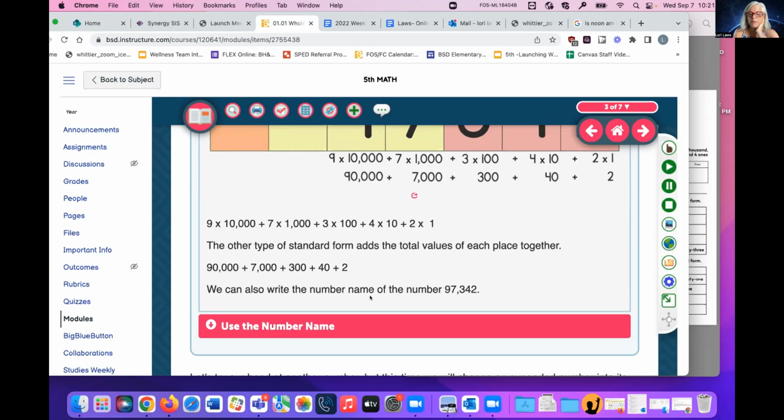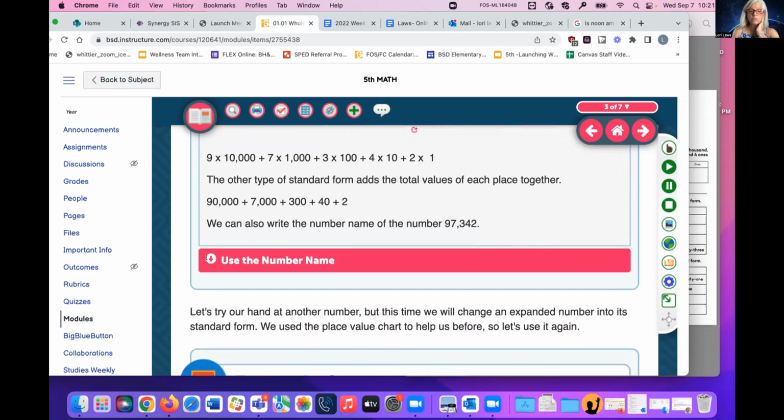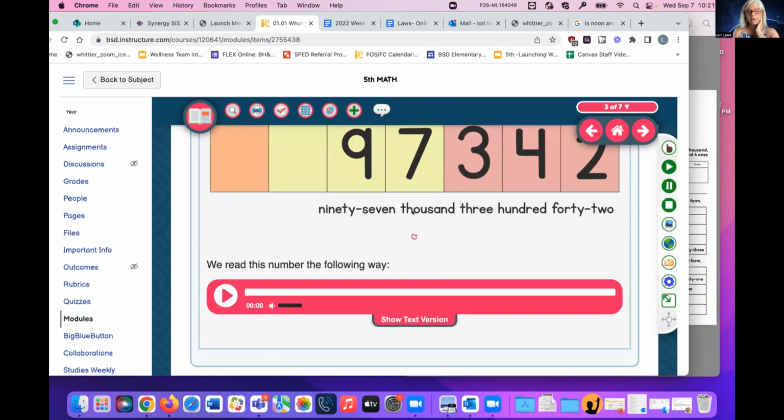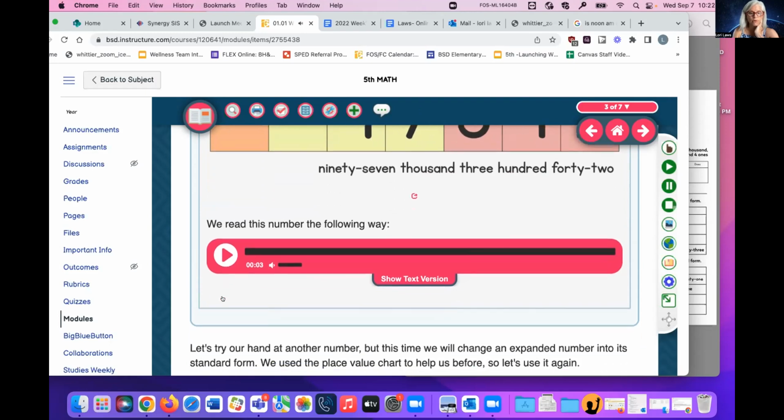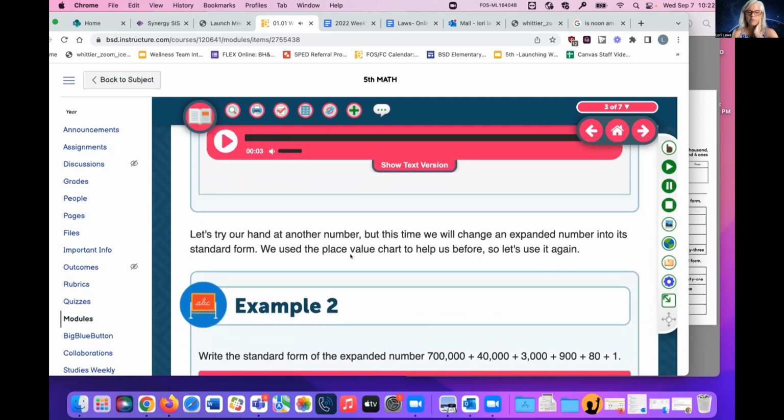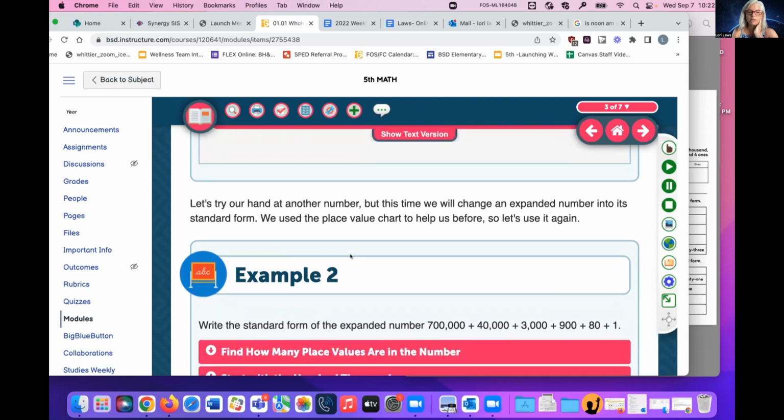We can also write the number name of the number 97,342. The number name uses words. We read the number this way. 97,342.